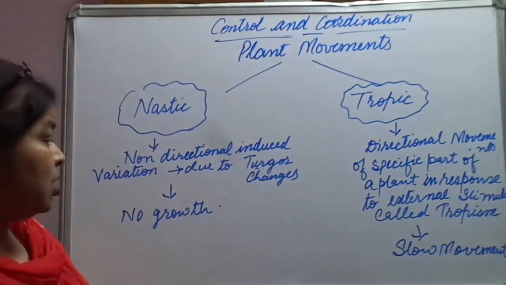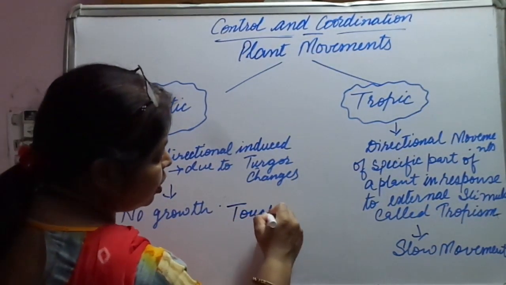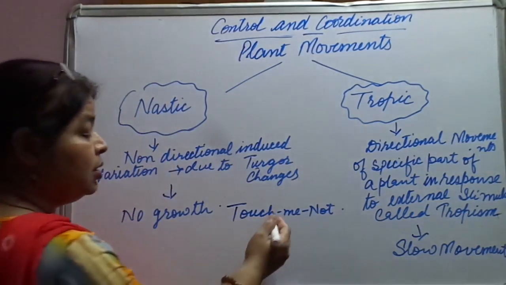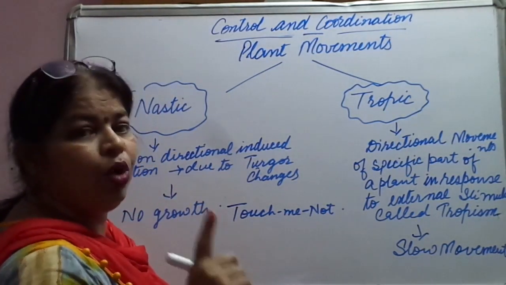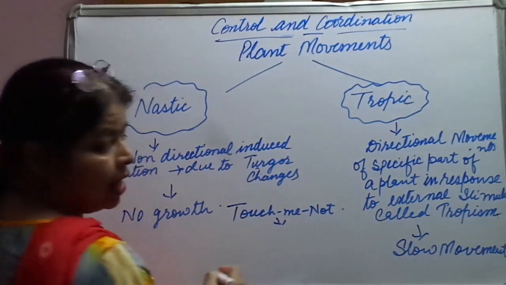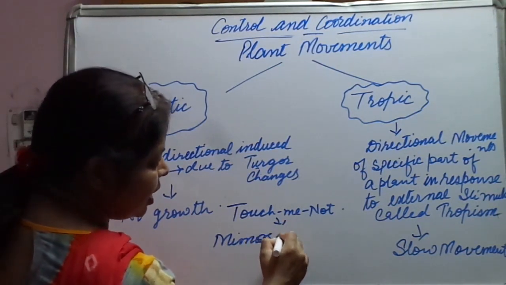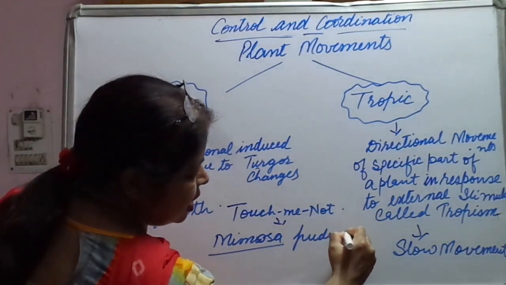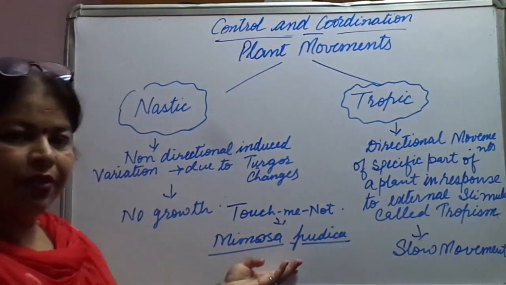And besides this, you need to learn the name of the plant. The name is, in English we call it touch me not. Okay, but this won't do because you can be asked in a one word or 1 mark question, what is the scientific name of the touch me not plant? So what is the name? It is Mimosa, M-I-M-O-S-A, Mimosa pudica, P-U-D-I-C-A, Mimosa pudica. Okay, this is the scientific name.